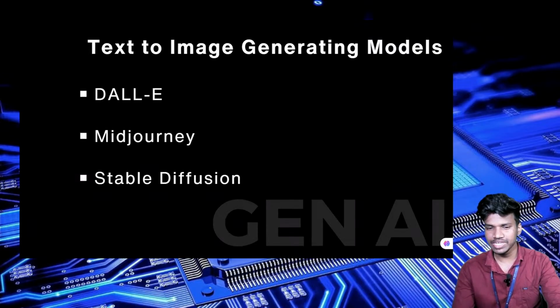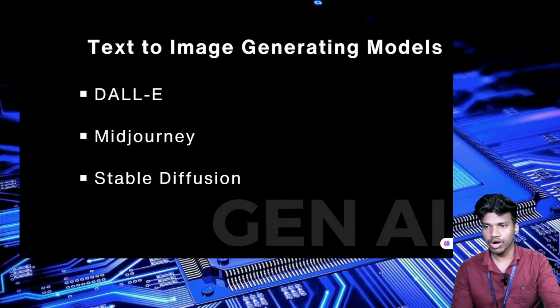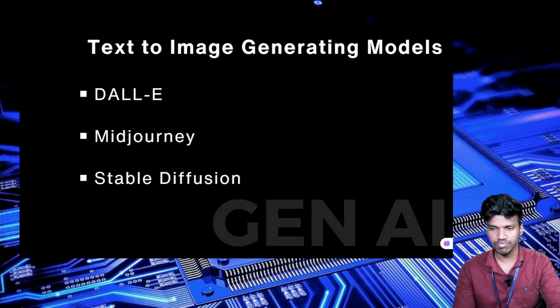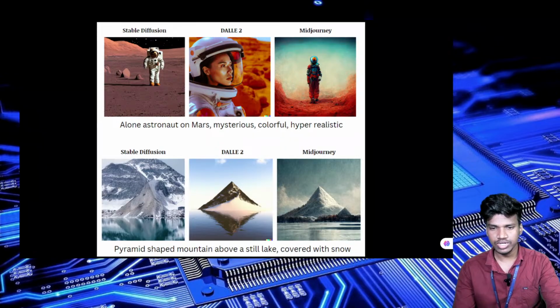And text to image generating models. There are three kinds of text to image generating models: DALL-E, Midjourney, and Stable Diffusion. Each individual model has its own individual chatbot, just like chat models are individually available in the ChatGPT series. So Stable Diffusion, DALL-E, Midjourney.